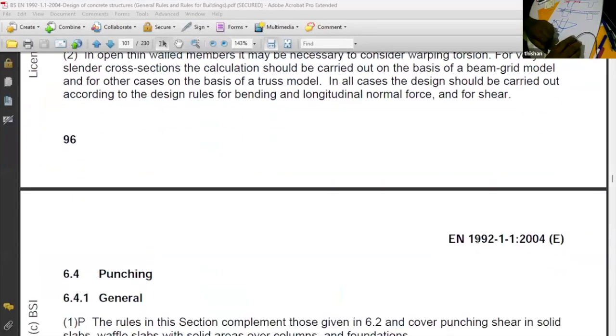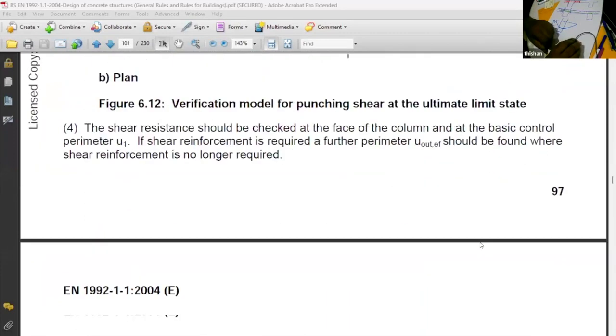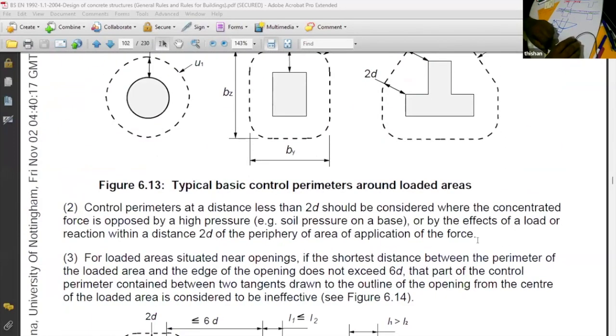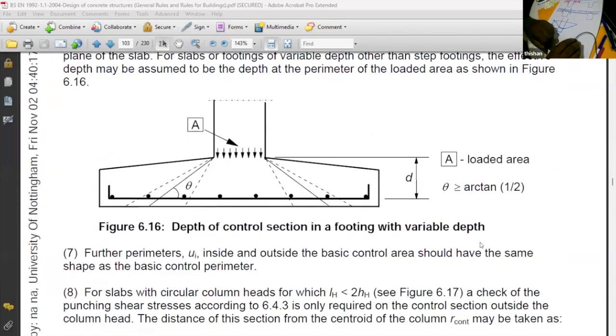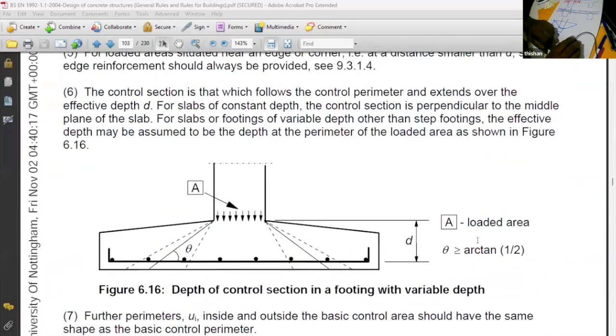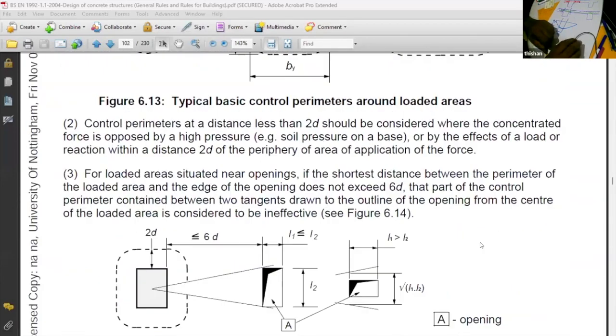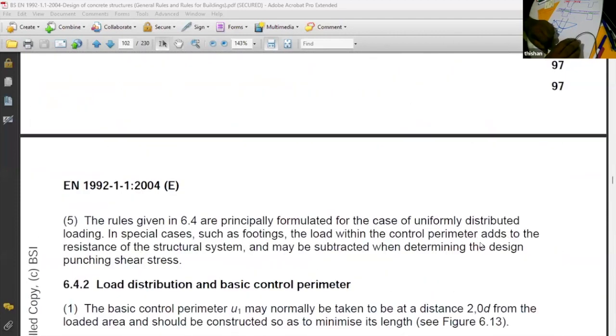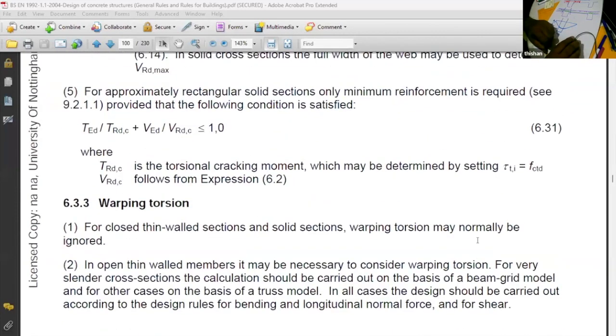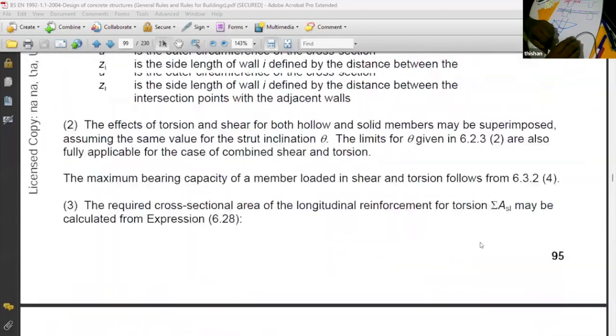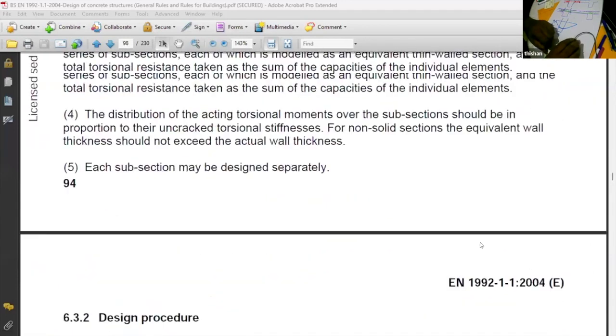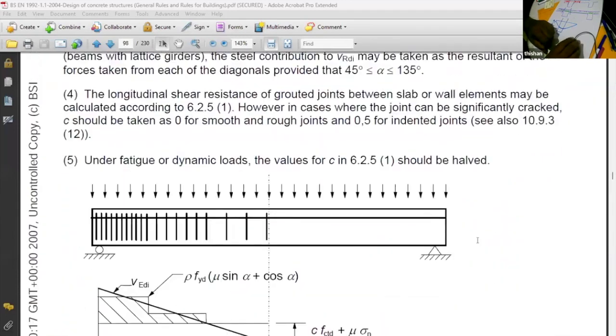Now torsion is over, punching, then you get punching. It comes before torsion. There you go.